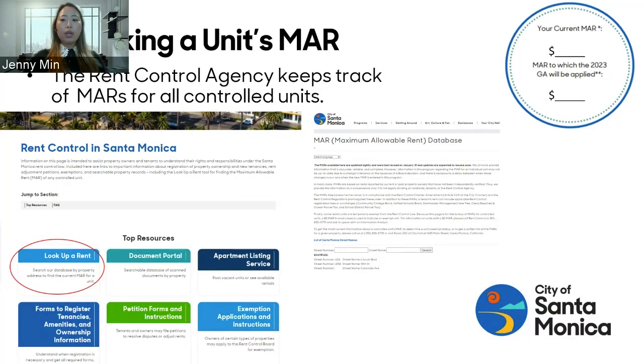This year, we do have two different numbers, and I will explain that in the later slides, and that's because there was an adjustment to the MAR due to Measure RC. So the newsletter will reflect what is currently in our database. If a tenancy is not properly registered, our database will not have the accurate information. Next slide.